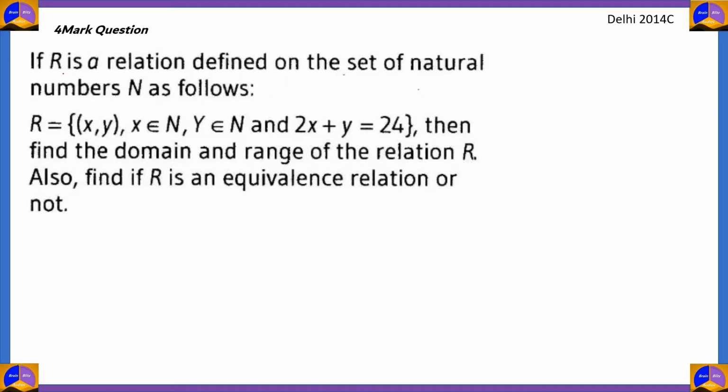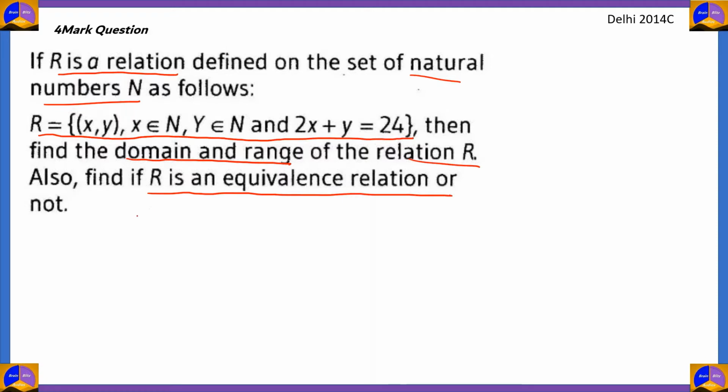Let's look at our next question. If R is a relation defined on the set of natural numbers N, such that R is (x, y) where x belongs to natural numbers, y belongs to natural numbers, and 2x plus y equals 24, then we have to find the domain and range of the relation R, and also find if R is an equivalence relation or not. So let's tackle our question.